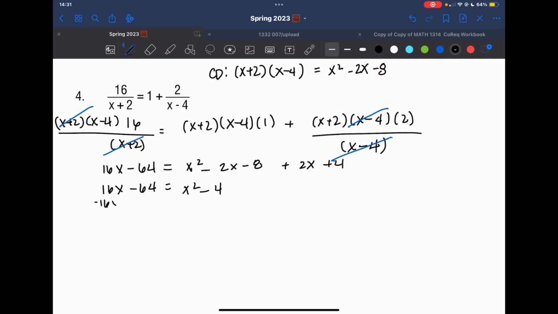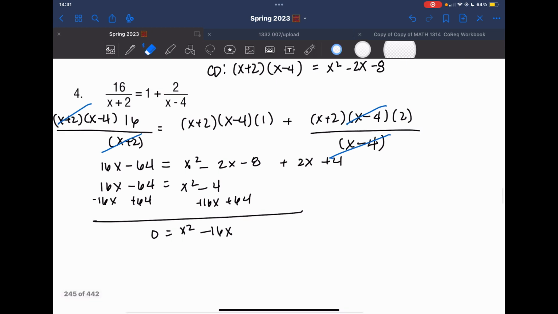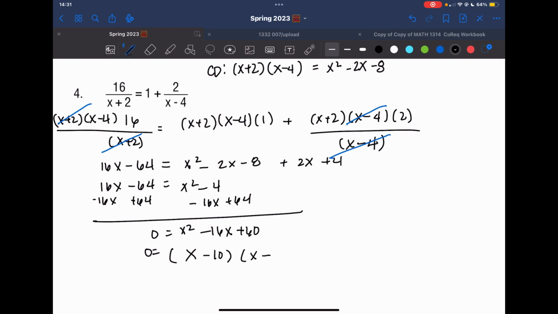So when minus 16x plus 64. When there's nothing to combine, they just get written in order. So it's x squared minus 16x plus 60. And then we have to factor this. So then I get x minus 10, x minus 6.